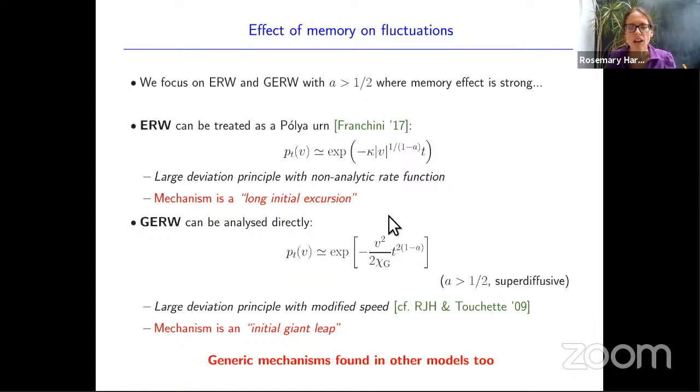And these two generic mechanisms, a long initial excursion and an initial giant leap, are found in other models too, and we were able to give conditions for when you'd see these different kinds of mechanism in different kinds of non-Markovian models, also including many particle models. But let me leave that now and return in the last 15 minutes or so to the decision making.